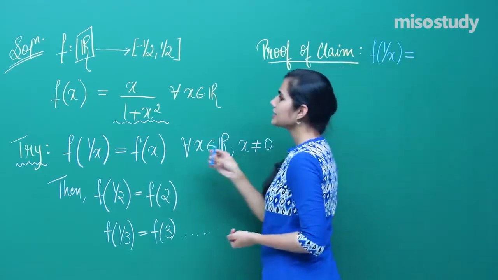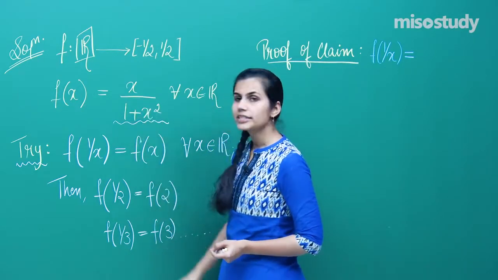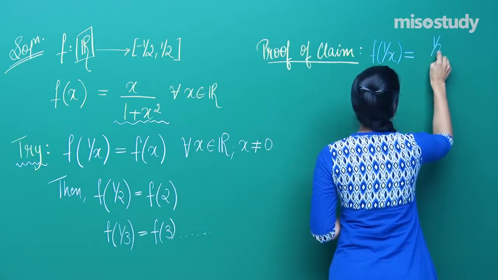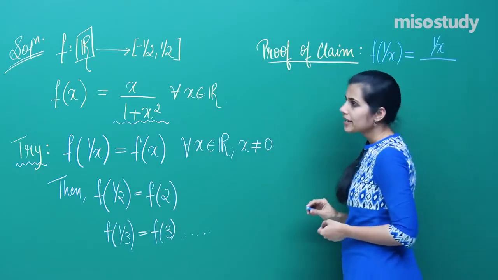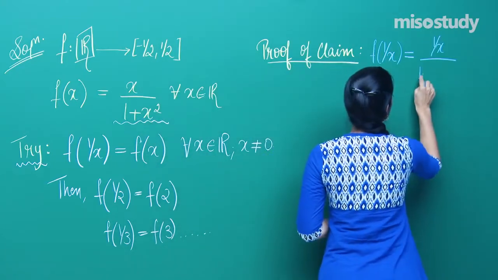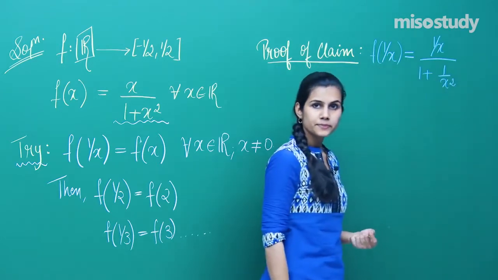If f of x is given by this rule, what do you think is f of 1 by x? In the numerator, replace x by 1 by x. You will have this expression, and in the denominator there is 1 plus x square. So you get 1 plus (1 by x) whole square, which is this.